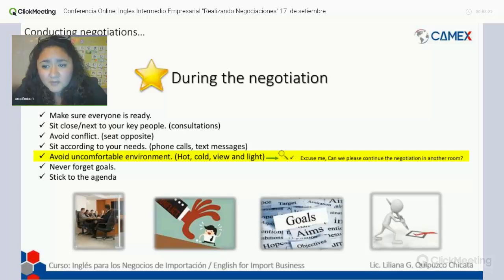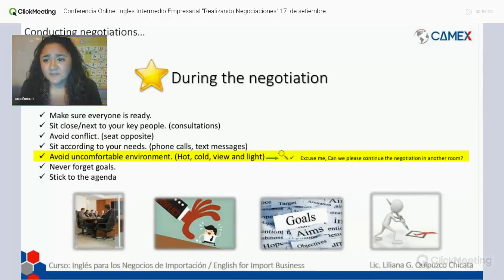Okay, so another tip that you can use during a negotiation is to avoid an uncomfortable environment. What I mean by this is, maybe you feel uncomfortable with hot places, or the air conditioning is too high and it is really, really cold. Maybe you have a view, and this is what sometimes happens. I don't know if you have ever gone to a negotiation where the person whose office we are in sits with their back to the window, and they sit you looking at the window, and behind there's a beautiful view. So you're going to get distracted. If you are not focused because you have a view in front of you, that is another uncomfortable environment.